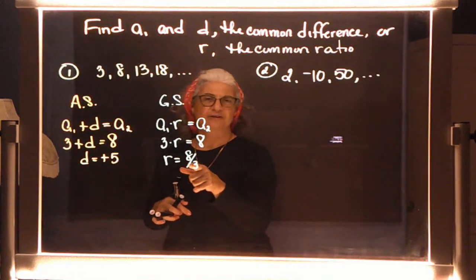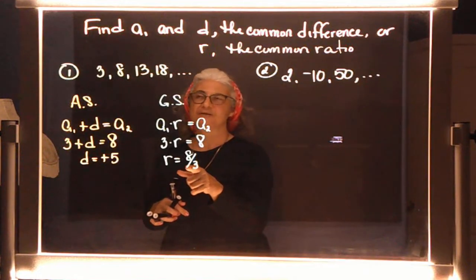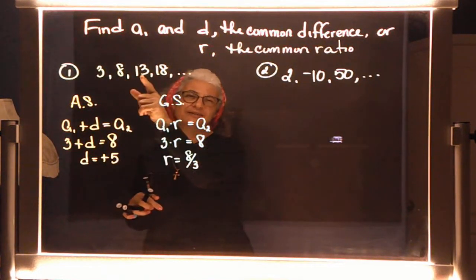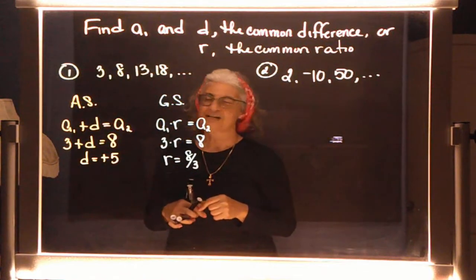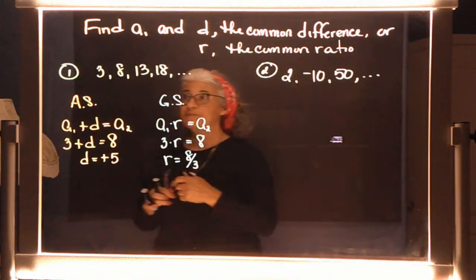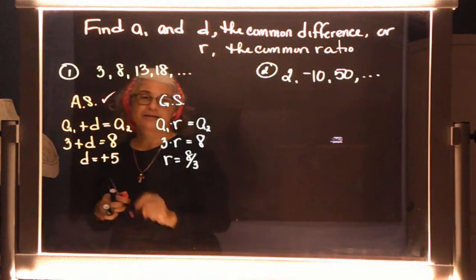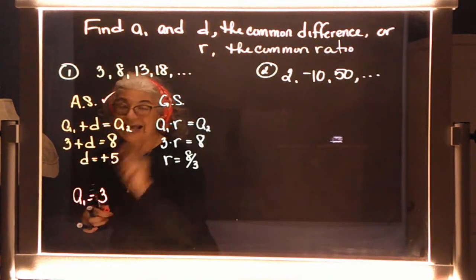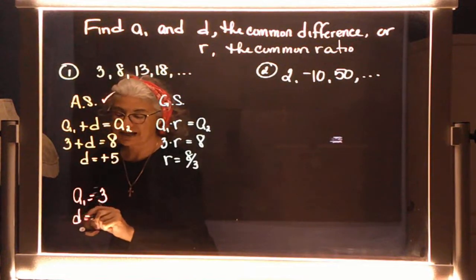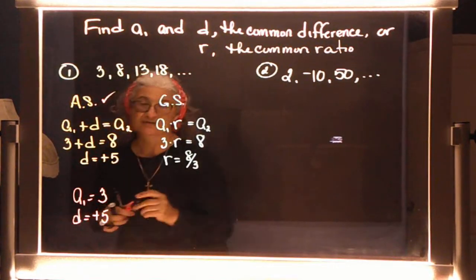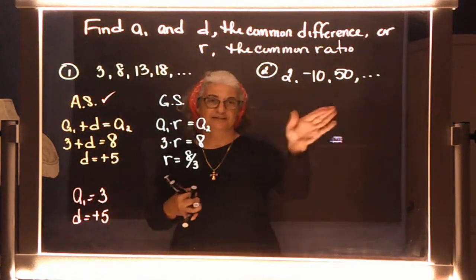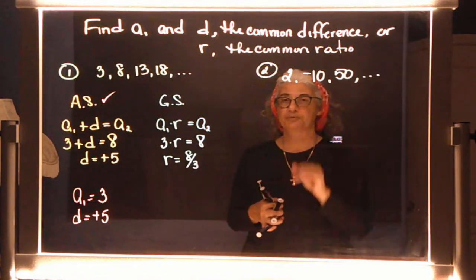Is that going to work if I multiply by 8/3? If I take the 8 and multiply by 8/3, will I get this third term of 13? Yeah, no. This particular sequence is an arithmetic sequence. Its first term is 3, and in this case, since it's arithmetic, it has a common difference of a positive 5. Cool? Okay, let's look over here to problem number 2.